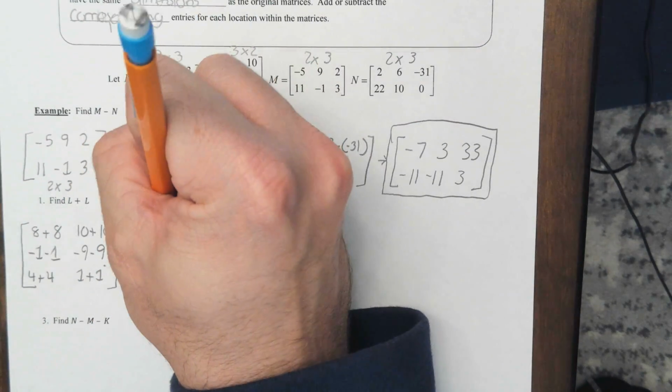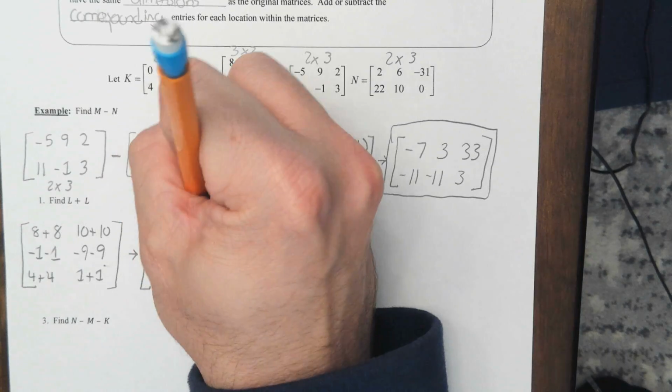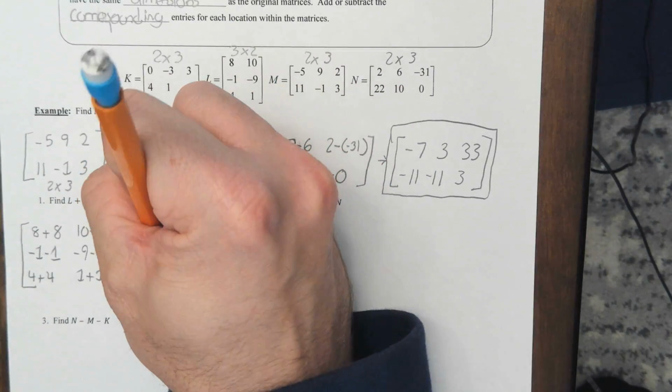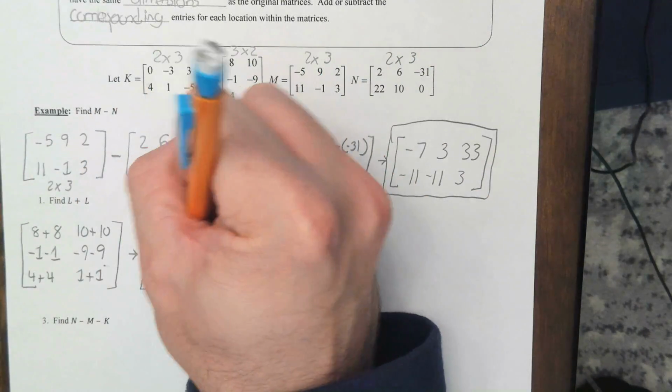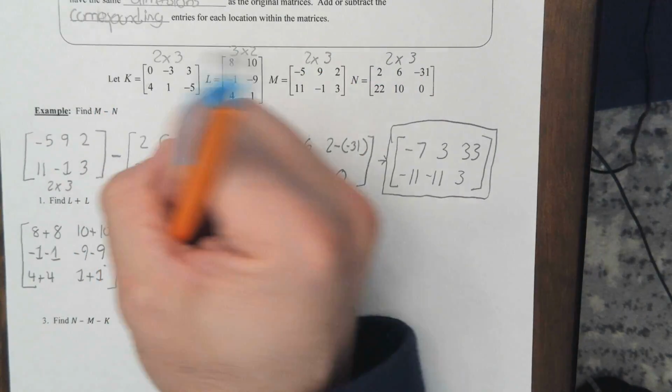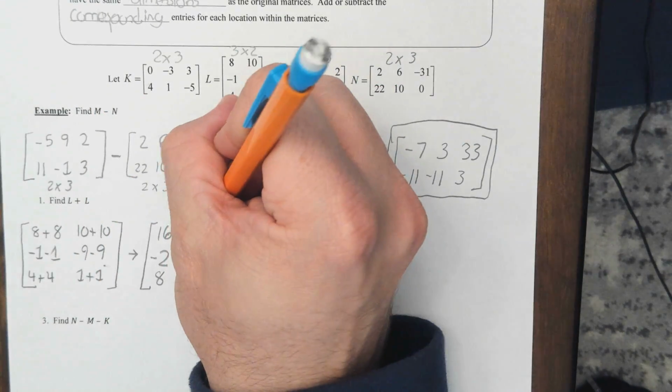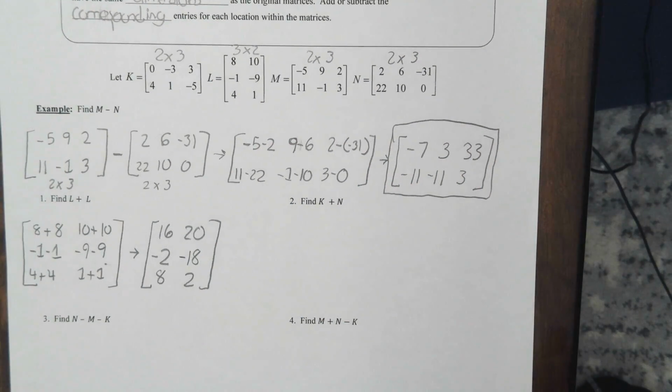So 8 plus 8 is 16. 10 plus 10 is 20. Negative 1 minus 1 is a negative 2. Negative 9 minus 9 is a negative 18. 4 plus 4 is 8. 1 plus 1 is 2.